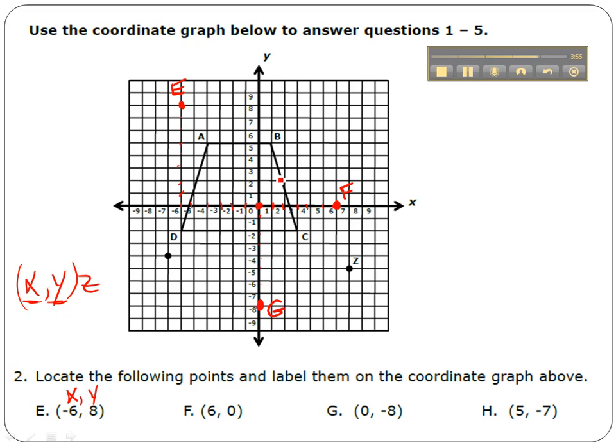Finally, H is at positive 5, negative 7. So positive 5 for x would be 5 to the right. 1, 2, 3, 4, 5. And then from there we need to go negative 7 for y, so that would be 7 down. 1, 2, 3, 4, 5, 6, 7. There's point H. Okay, we'll pick up the review with problem 3 on the next video.